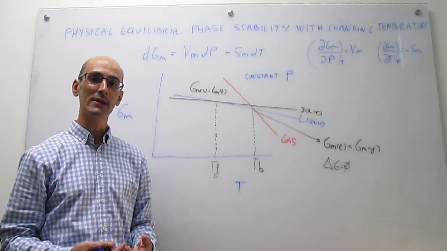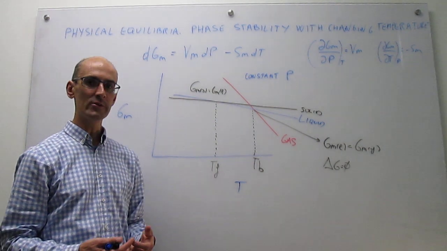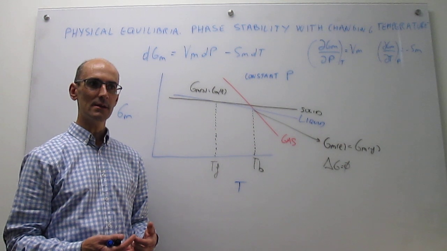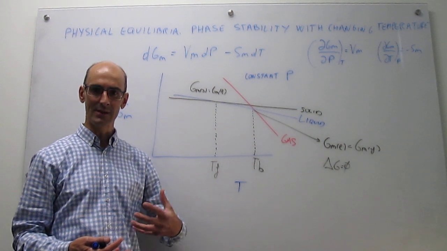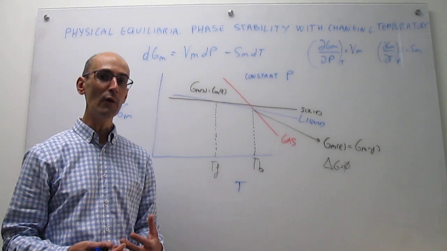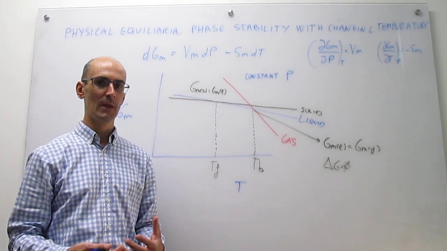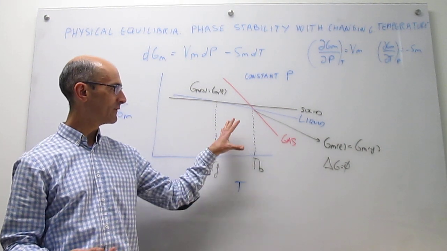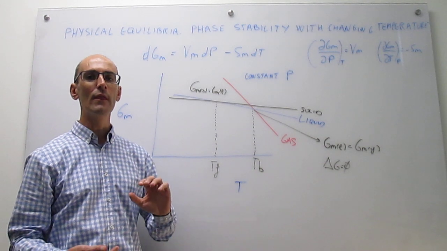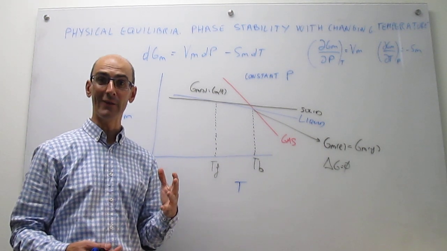In the next video, we're actually going to see how to understand the dependence of the molar Gibbs energy, so the stability of a phase, with both temperature and pressure. So what we're going to do is simply start from this graph that we have right here, and then change the pressure to see how the lines change.